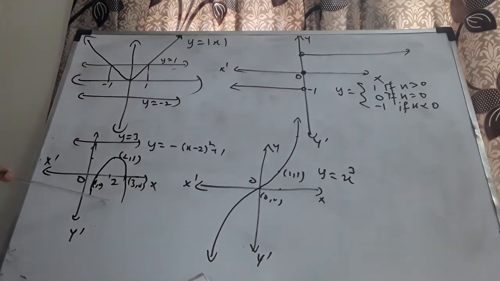The x-axis itself is a horizontal line over here. It intersects the curve at 1, 0 and 3, 0.